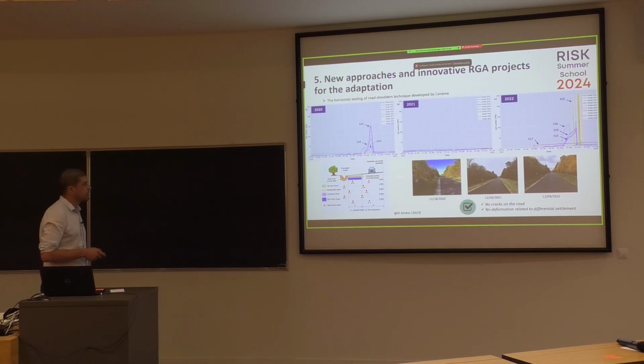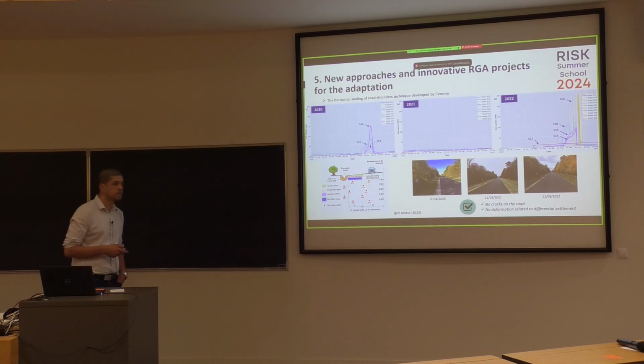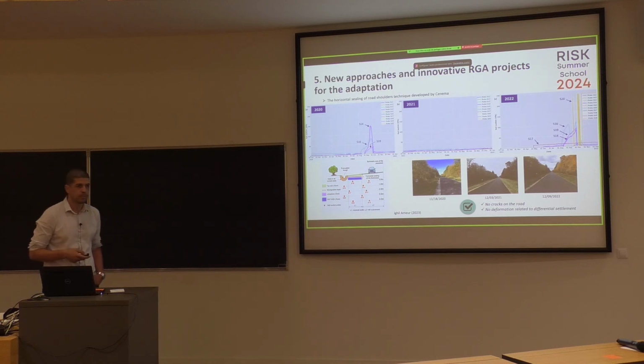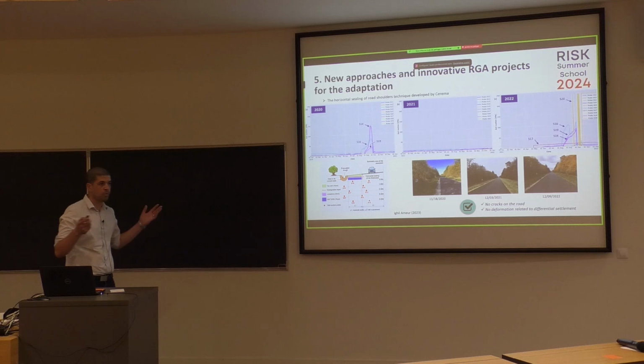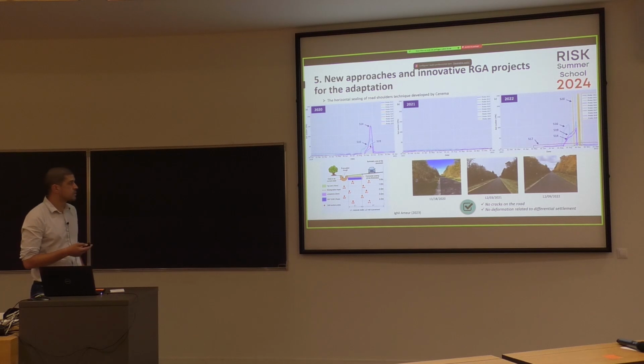We have done this in 2019, and until now we don't observe cracks or any deformation related to differential settlement in this part of the road. And you can see here the result in terms of evolution of the soil as a function of time during these 3 periods of drought, including 2022, which is an exceptional drought.